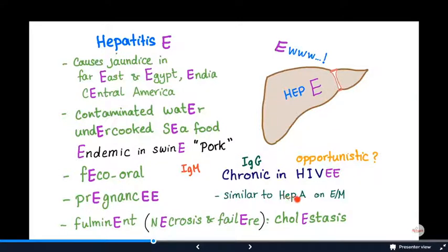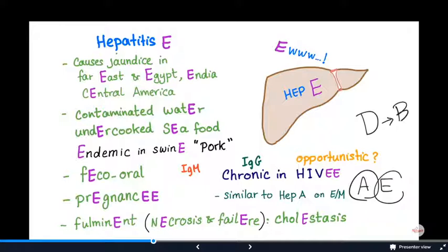It's very similar to Hep A on electron microscopy. To remember that, A and E are both vowels. Okay? Remember Hep D was dependent on whom? On Hep B. So you can draw D like this, and you have B, and A and E are vowels, so they go together, and these go together. Anyways, so that's it. Now you know everything you need to know about hepatitis E.